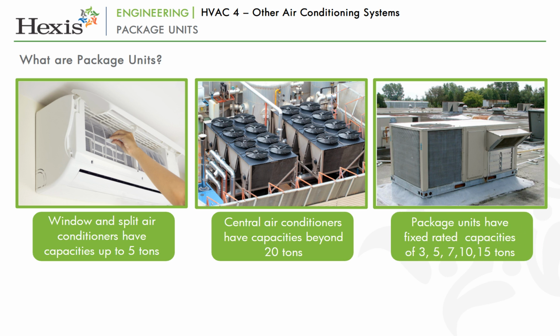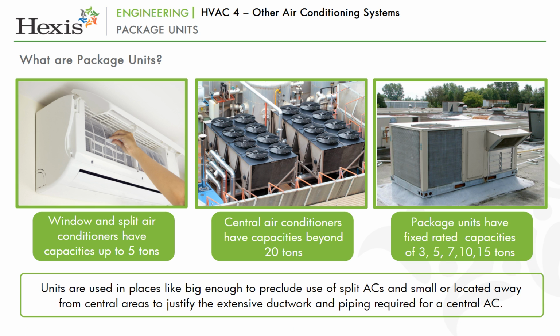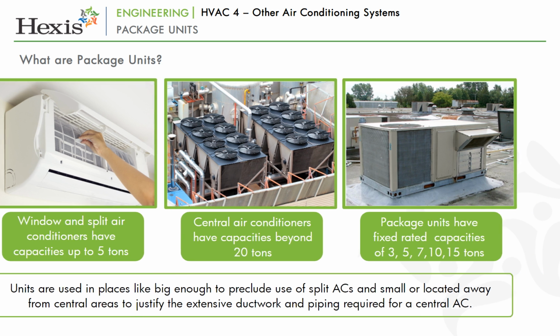The packaged air conditioners are available in the fixed rated capacities of 3, 5, 7, 10 and 15 tons. These units are used commonly in places big enough to preclude use of split ACs and small or located away from central areas to justify the extensive ductwork and piping required for a central AC.